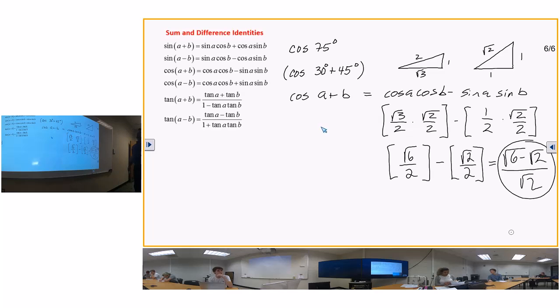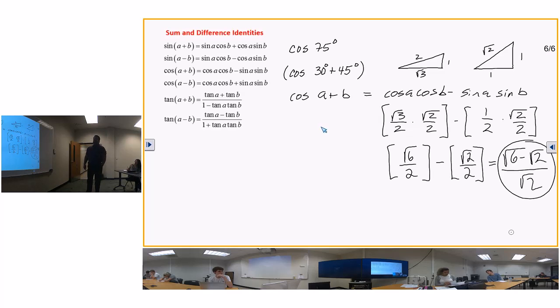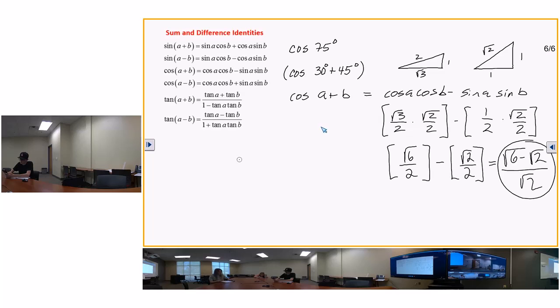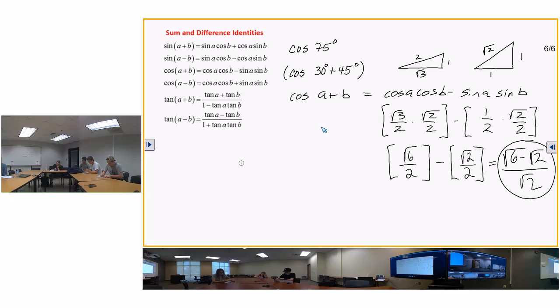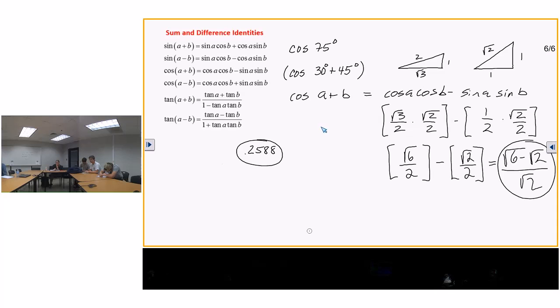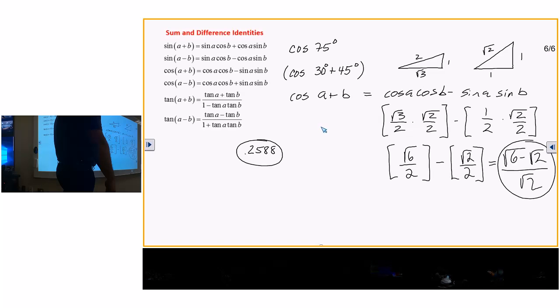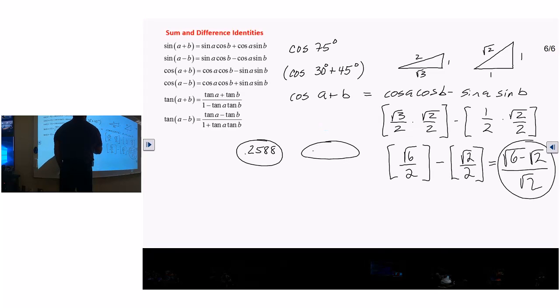So the cosine of 75 degrees is the square root of 6 minus square root of 2 over square root of 2. Now, somebody take this cosine of 75 degrees in your calculator. Tell me what you get. Make sure it's in degree mode. 0.2588. Yeah. All right, now take the square root of 6 minus the square root of 2 and put it over the square root of 2 and tell me what you get. 0.2588. Have you already done it? Yeah. Good job.